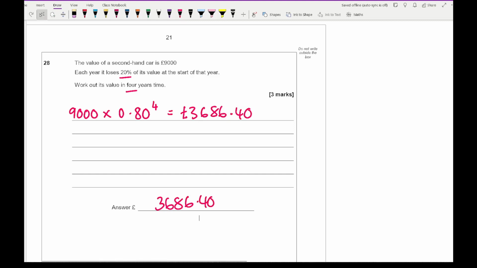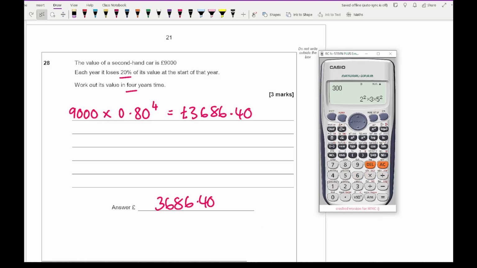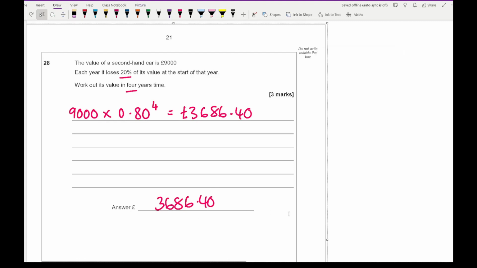Now, another way of doing it is if I get my calculator out again. If I type in the amount, all I'm going to do is multiply it by 0.8, so that will be the price in the first year. Then if I multiply that by 0.8, that's the price in the second year, that's the price in the third year, and this is the price in the fourth year, which is exactly the same as what I've written there.